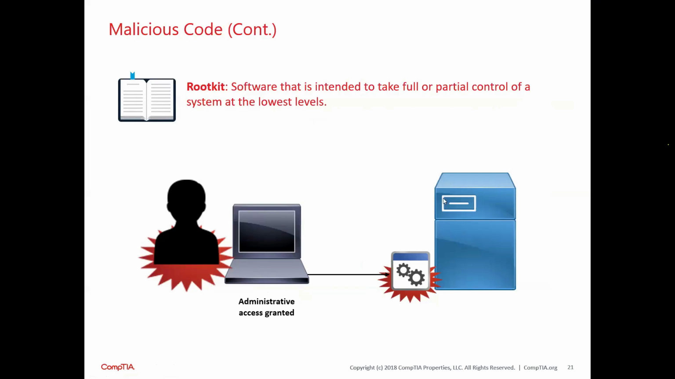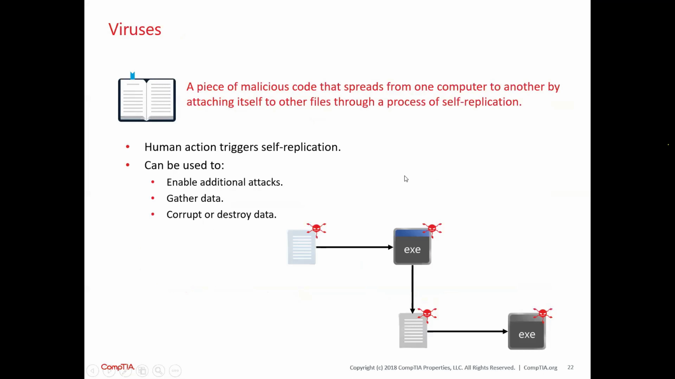Okay, so viruses, you should know about this. A virus is a piece of malicious code that spreads from one computer to another by attaching itself to other files through a process of self-replication. Remember that a virus is different from a worm, because viruses can do what they call self-replication. They can replicate themselves. Human action triggers self-replication, and it can be used to enable additional attacks, gather data, corrupt, or even destroy data.